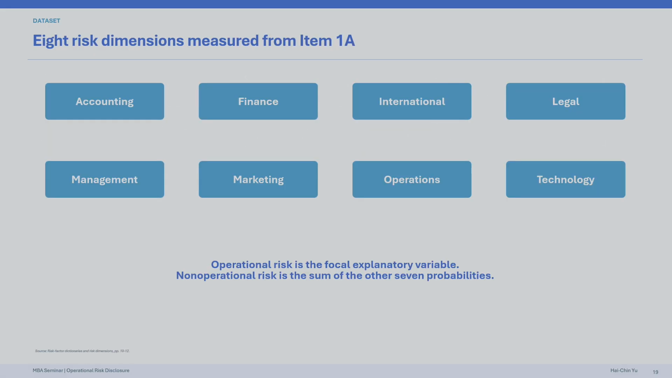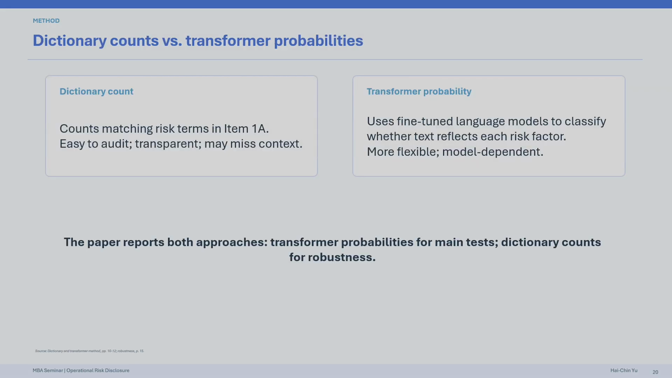So these are the types of risk in the 10K report, item 1A. And if you sum those 7, you get another probability score of the non-operational risk. So dictionary counts and transformer probability, they use two kinds. Sometimes they use the word count, sometimes the paper uses the probability. Let's take a look at the result.